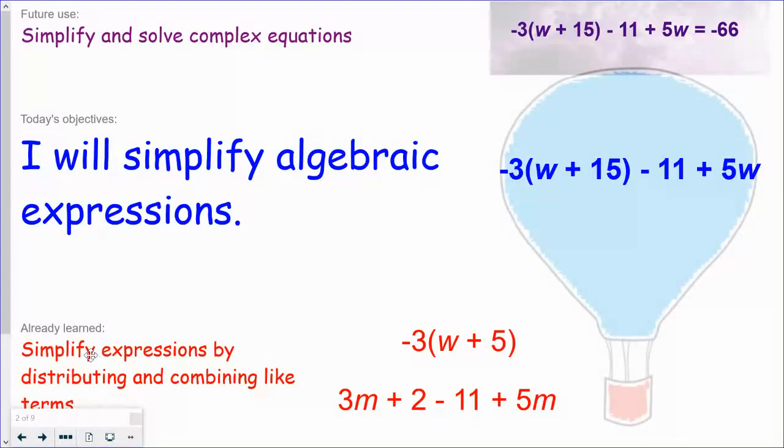Okay, we have learned to simplify expressions with the distributive property and combining like terms. Okay, here's our distributive property. Here we find our like terms, 3m and 5m, and combine them. Okay, and this is where we're going with it today. If you notice, you have distributive property plus other terms that we need to put together.